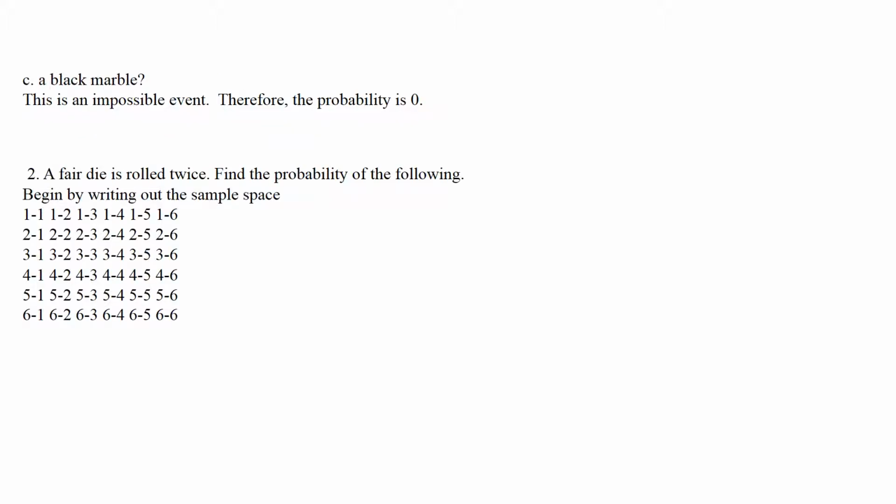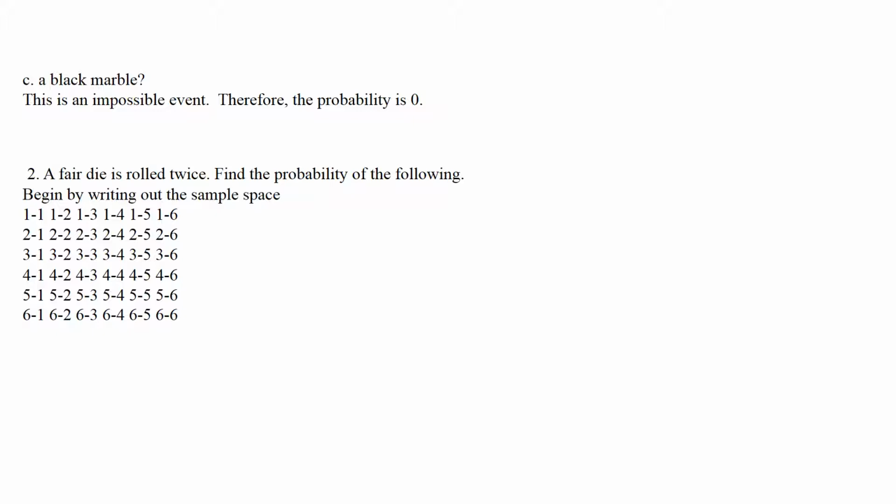The next question is the probability of selecting a black marble. There are no black marbles in the box. There is no way to pick a black marble. The probability is 0. This is one of the rules of probability: the probability of an impossible event is 0.